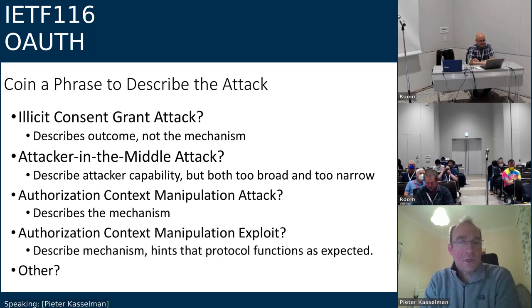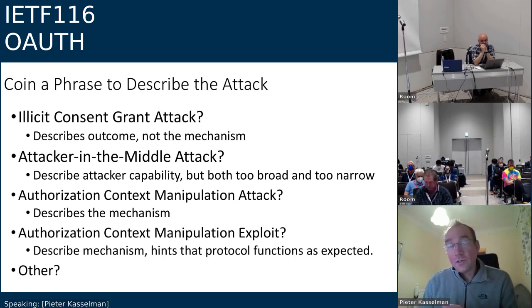In the document, we use the idea of illicit consent grant attacks, although that tends to describe the outcome and not so much the mechanism. Also, there are other ways to do illicit consent grant attacks that aren't specific to cross-device flows, so it's a little bit broad, maybe. Attacker in the middle, man in the middle, or person in the middle attack is both too broad and also a little bit too narrow, because in some of these attacks, the attacker isn't always in the middle. They don't always have to insert themselves in the middle of the flow. And then another one, authorization context manipulation attack. That one feels a little closer. It describes the mechanism, and the crux of these attacks is really what's happening.